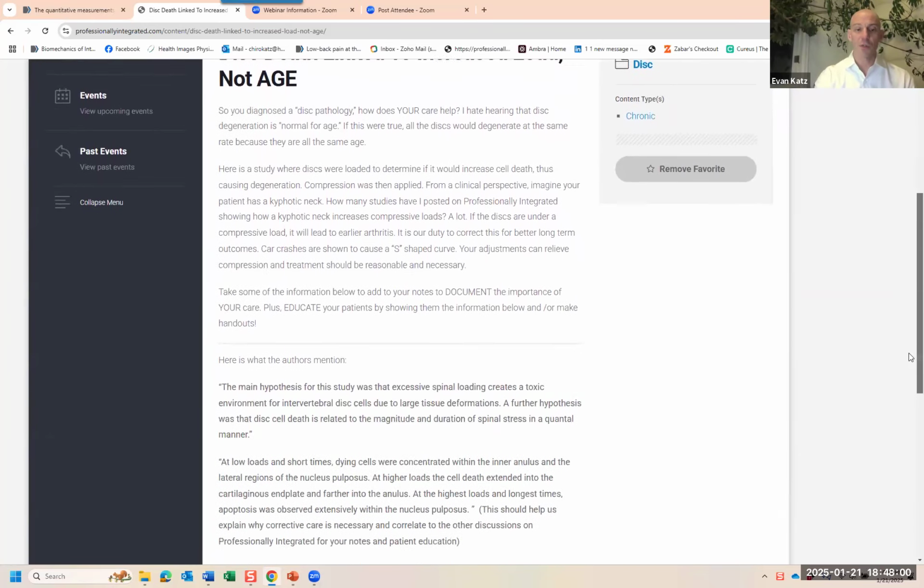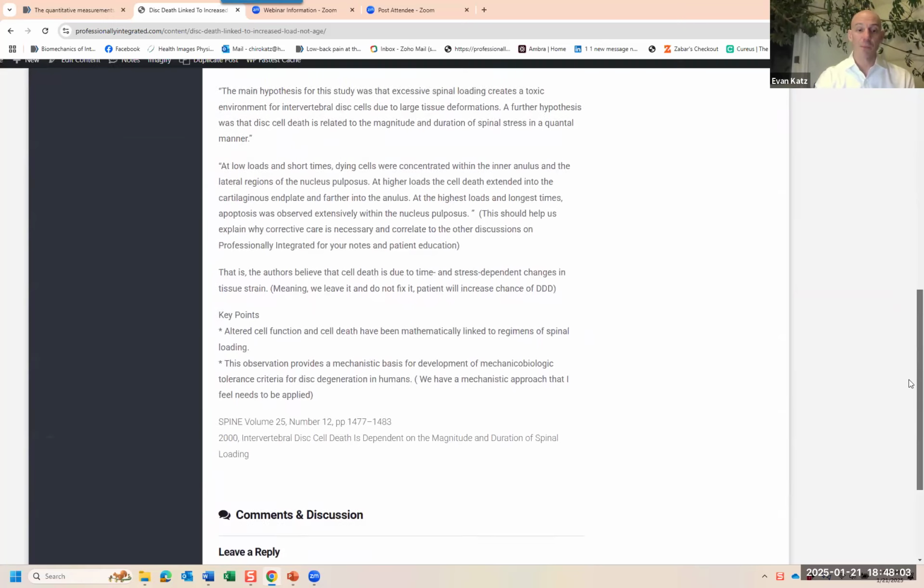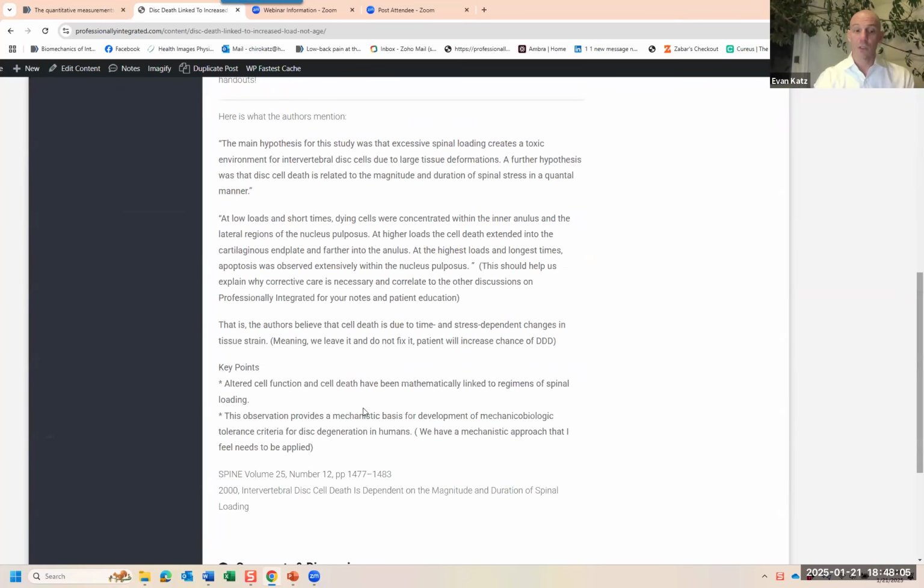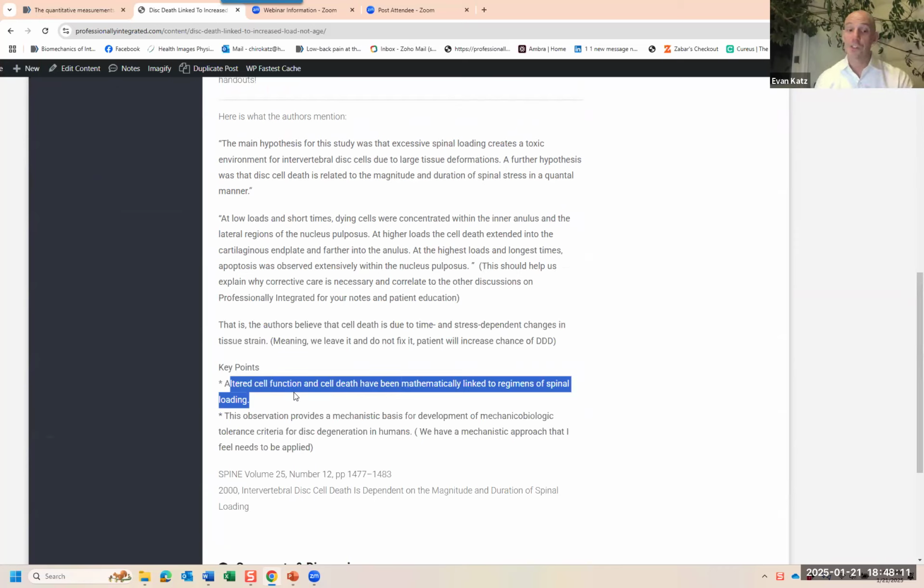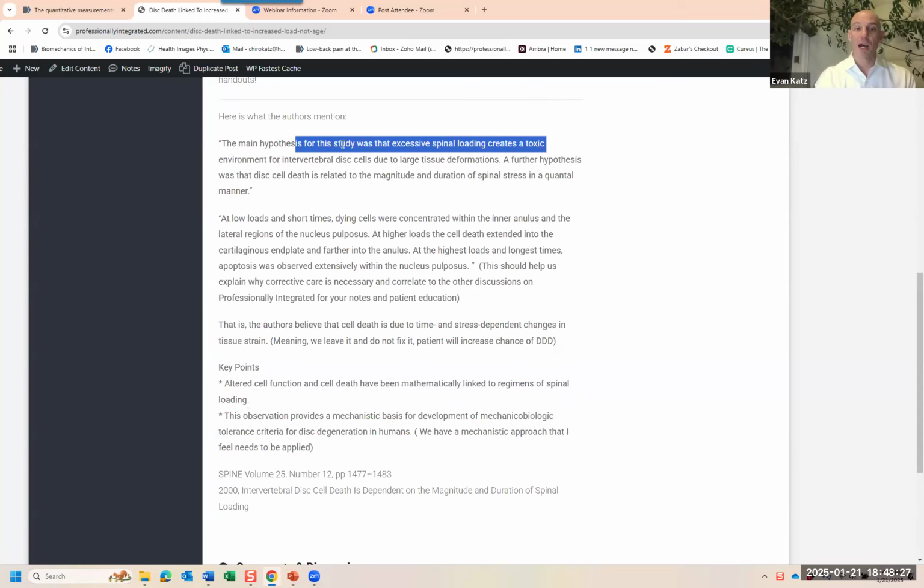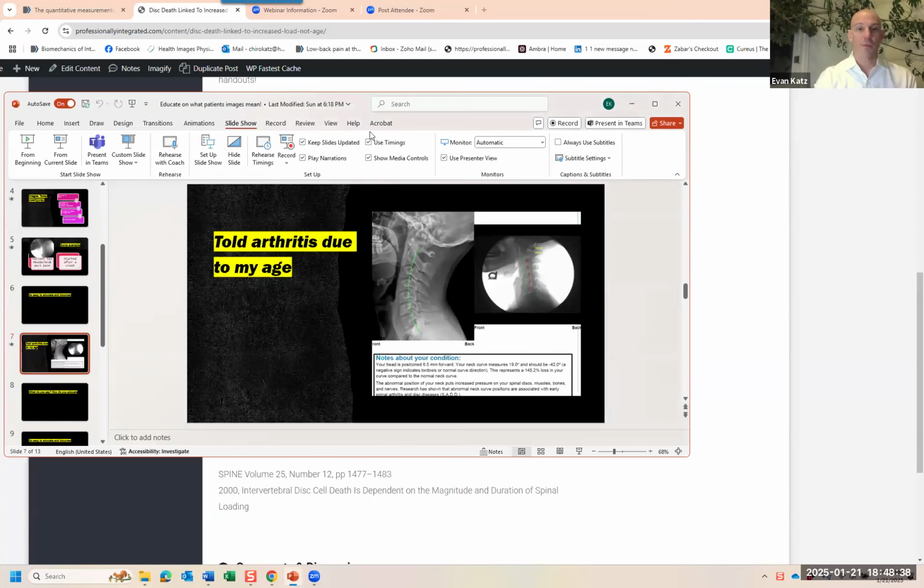I give the analogies, but let me show you what this actually is, take a look at this paper here. This paper was published in Spine, really wonderful journal, but look what they showed, altered cell function and cell death. It's mathematically linked to regimens of spinal loading. So when you have your abnormal curvature, copy, paste in your notes, you now have evidence that osteoarthritis is mathematically linked to regimens of abnormal spinal loading. And the main hypothesis for the study is that excessive spinal loading creates a toxic environment for your discs due to large tissue deformations.